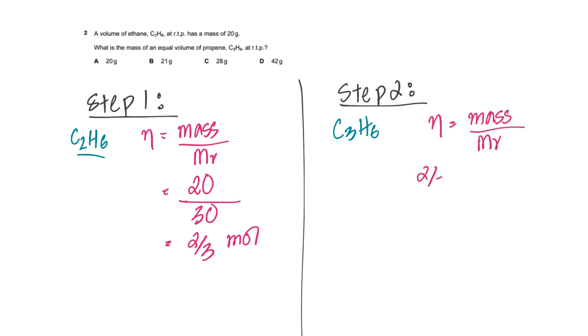Moles are 2/3. Mass is what I need to find out. And MR for propene, what is it? You have 3 carbons, which is 12 times 3, which is 36, plus 6, 42. That's 42. And I try to divide this. 42 divided by 3 is what? 42 divided by 3 times 2, 28. Mass is 28 grams. That's my answer. ठीक है? 28.